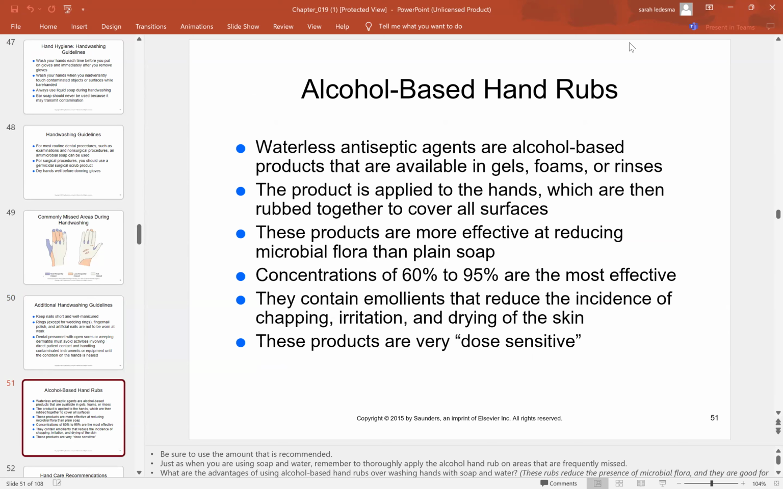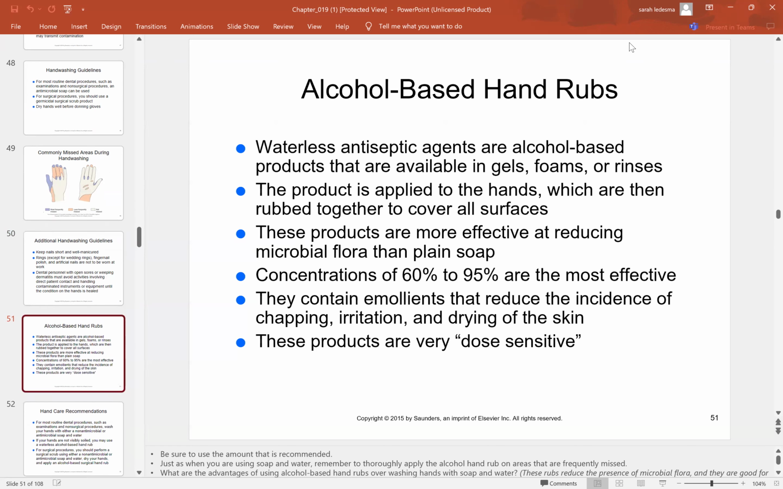Alcohol-based hand rubs. Waterless antiseptic agents are alcohol-based products that are available in gels, foams, or rinses. The product is applied to the hands, which are then rubbed together to cover all surfaces. These products are more effective at reducing microbial flora than plain soap. Concentrations of 60 to 95% are most effective. They contain emollients that reduce the incidence of chapping, irritation, and drying of the skin. These products are very dose sensitive.